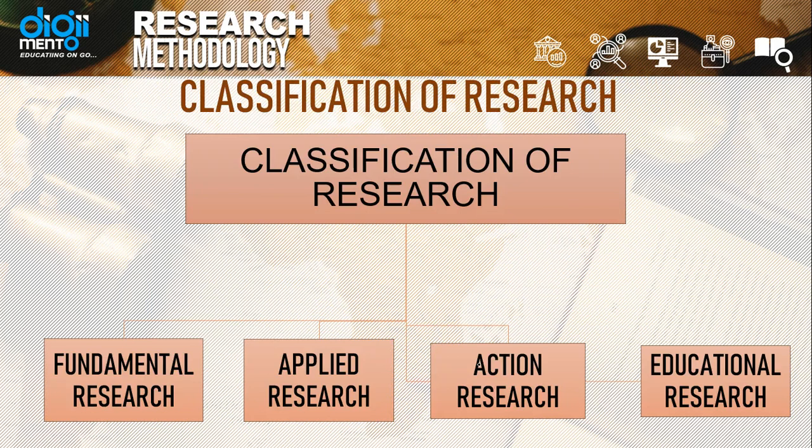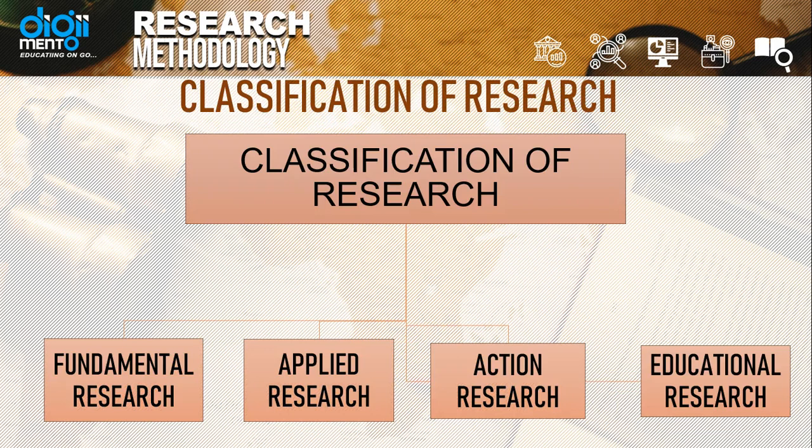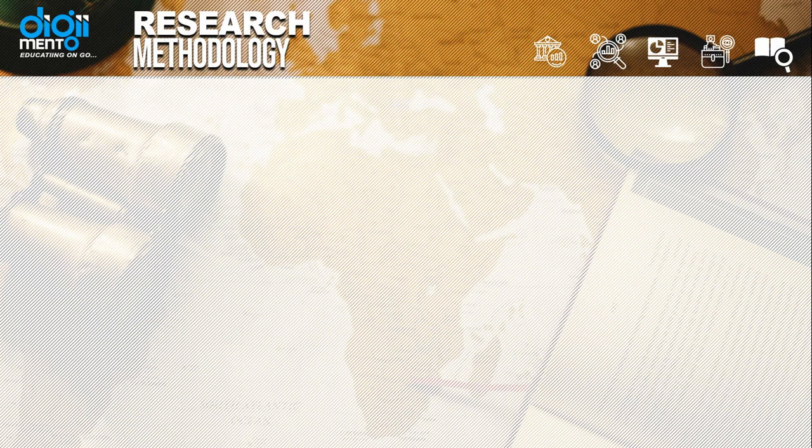Okay, that's it. Now the next one is classification of research. In the classification of research, basically we divide research into four types. The first type is fundamental research, the second is applied research, the third is action research, and the fourth is educational research. Further, we divide educational research into different parts: historical research, qualitative research, quantitative research, and experimental research. Let's discuss them one by one. This classification of research is very important for your exam. Most of the questions arise from this area every year, so be careful.